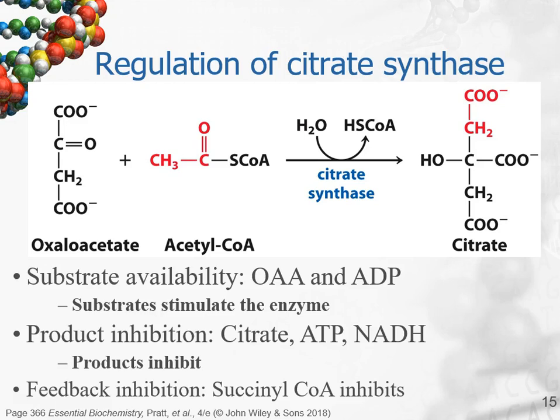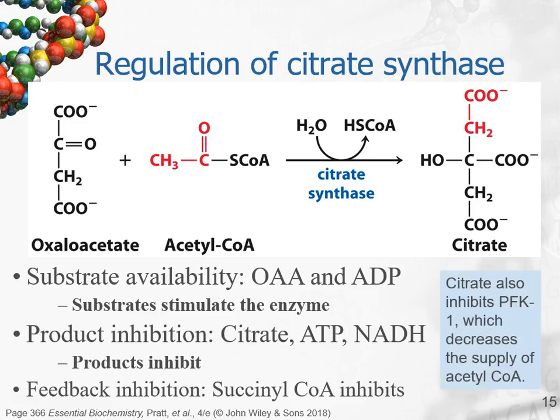And ADP sort of acts as a substrate, not directly, but again, it's an indication of cellular energy status. So if you're using up a lot of ATP, ADP will indicate that energy is needed. So product inhibition, so citrate is a product of this particular reaction. ATP and NADH, again, can be considered to be products further along the way. They serve as inhibitors of this enzyme. Succinyl-CoA is also an inhibitor of citrate synthase, and that's one of the metabolites further along the cycle.